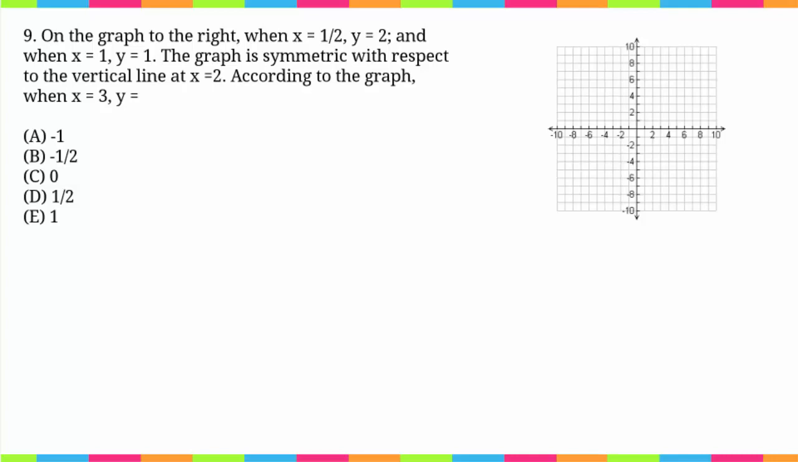So this question says, on the graph to the right, when x equals 1/2, y equals 2, and when x equals 1, y equals 1. The graph is symmetric with respect to the vertical line at x equals 2. According to the graph, when x equals 3, y equals what?